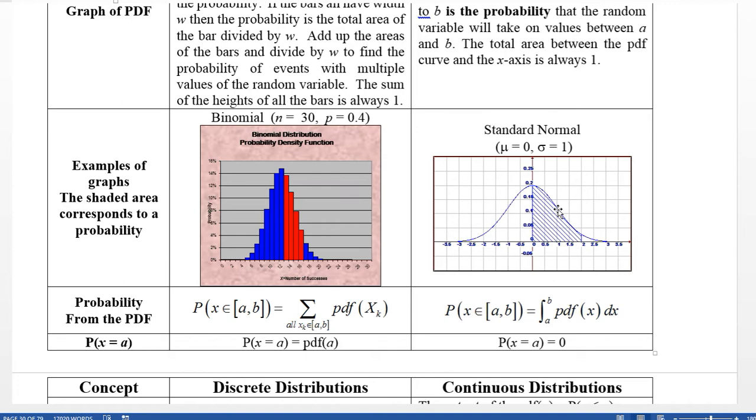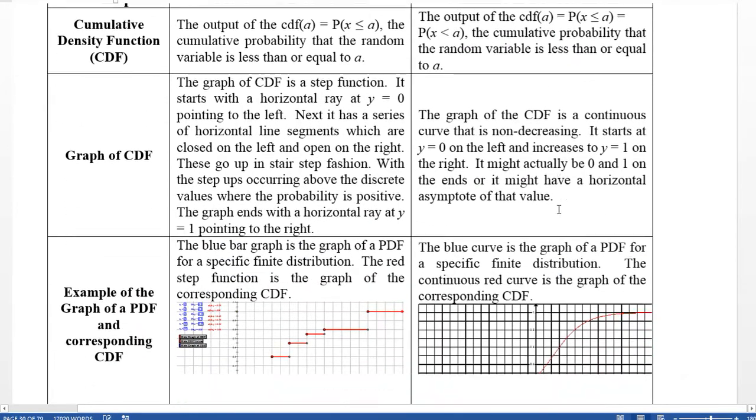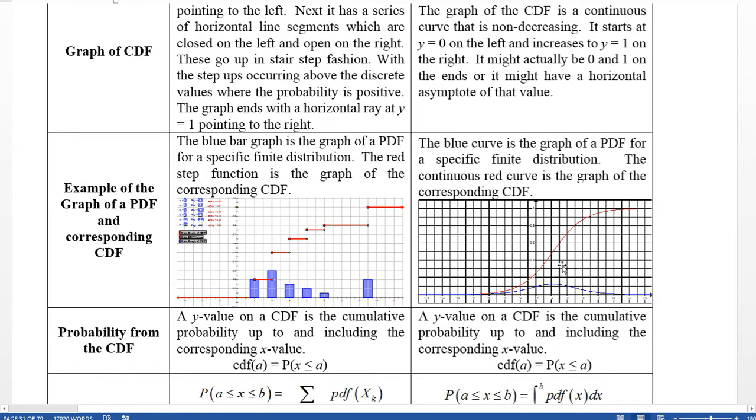Well, let's see, what else do we have here? Okay. I think I've already said most of this stuff. So let's look at an example here in this graph that you see right here. You see a red graph and a blue graph. The blue graph here, if you can see my cursor moving around, you see where I'm looking at in the right column here. The blue graph is the example of a PDF curve for a particular distribution, and the red graph is the corresponding CDF.